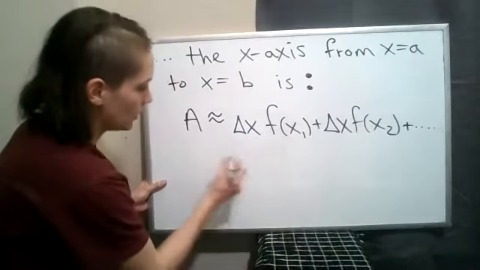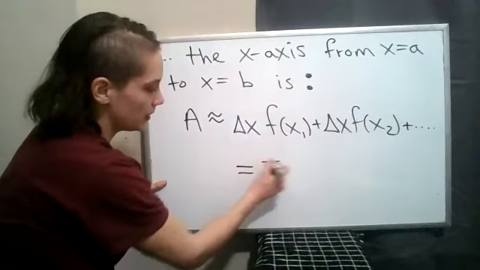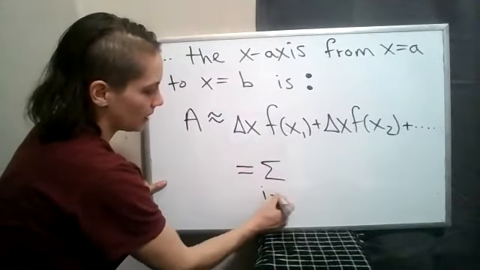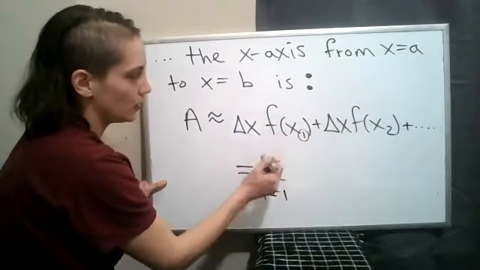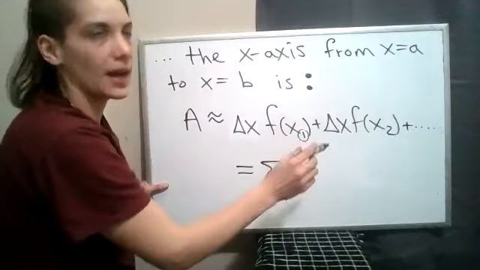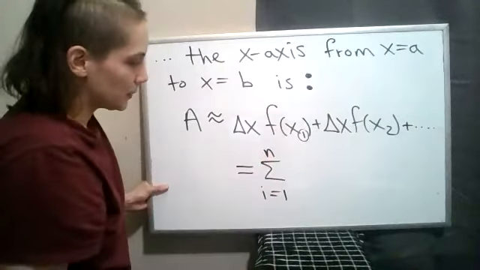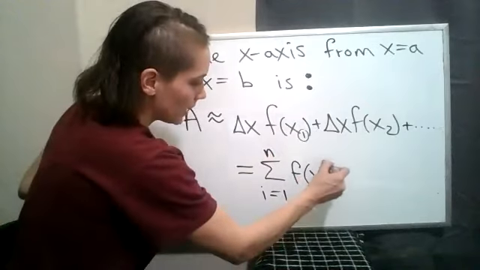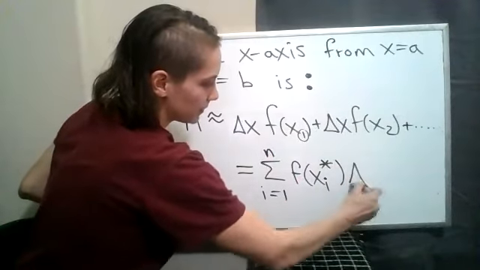So this expression here would be the sum from i equals 1 to, we would end at delta x times f of x sub n. So we're going to go to n. f of x sub i, and this is where we want to put a star as a superscript, n times the width delta x.